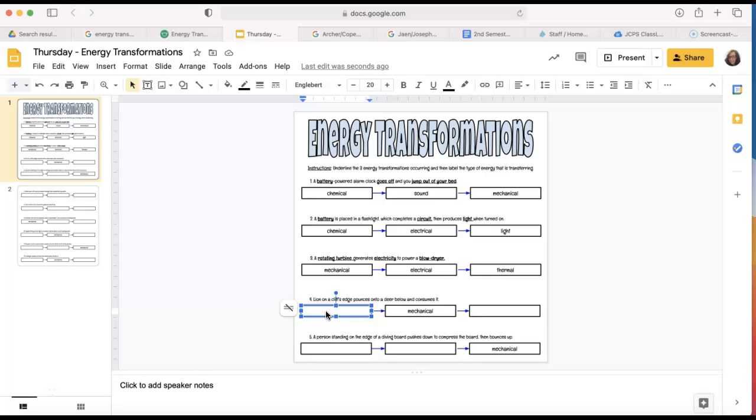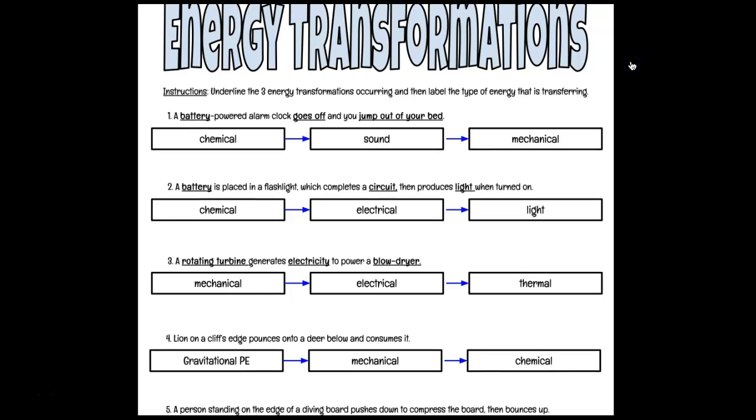So in this situation, you're right on the edge of a cliff. You could fall down. Gravity could pull you down. That's definitely going to be gravitational. And I'm just going to put PE for potential energy. It then goes down and pounces. So it was sitting still. Then it moved. Total energy is mechanical. And then it consumes the deer, or it eats it. Anytime we eat, we even learn this with our digestive system, there are chemical reactions taking place in your stomach with the acid breaking the food down. So that is definitely chemical energy.